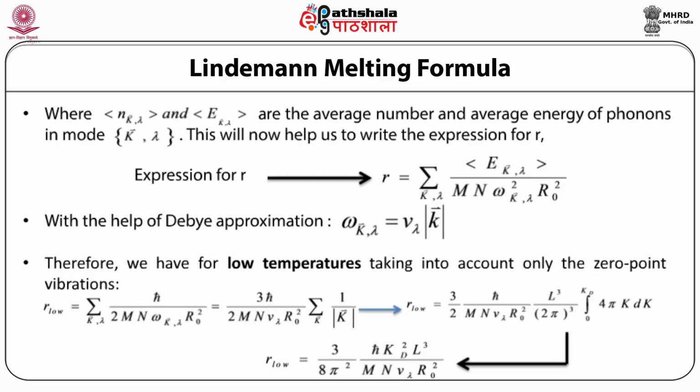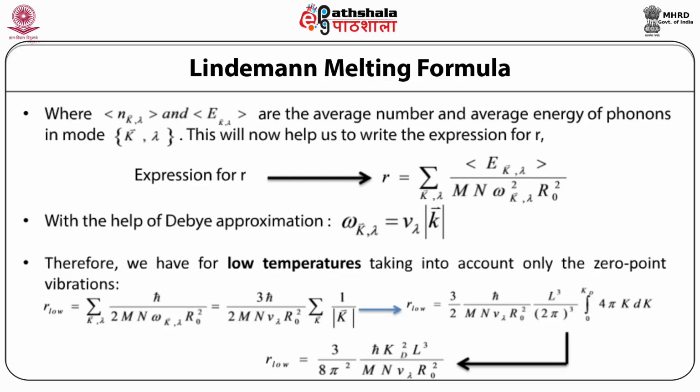This will now help us to write the expression for R, which we had previously defined. So R is equal to summation over k lambda average of E k lambda divided by mn omega square k lambda R naught square. Now what we do is that we will now take the help of this Debye approximation, that is omega k lambda is equal to V lambda multiplied by mod of k. So what we have done here is that we have therefore applied for low temperatures only, taking into account only the 0 point vibrations. So that is R low.